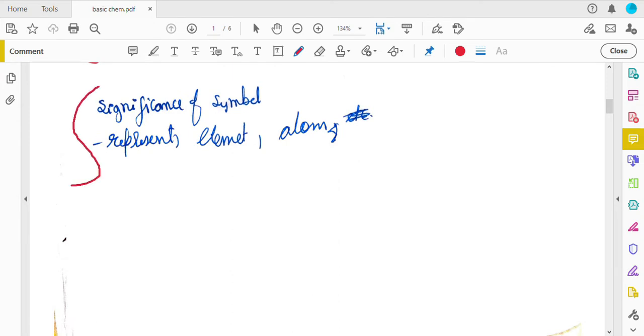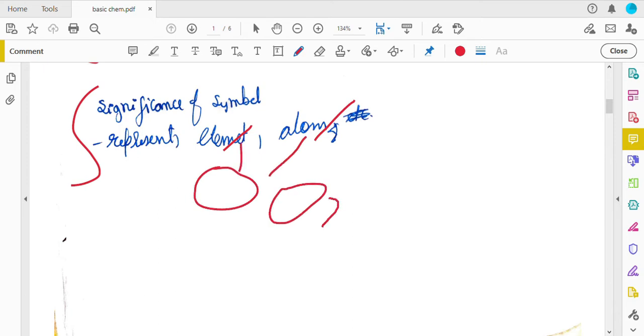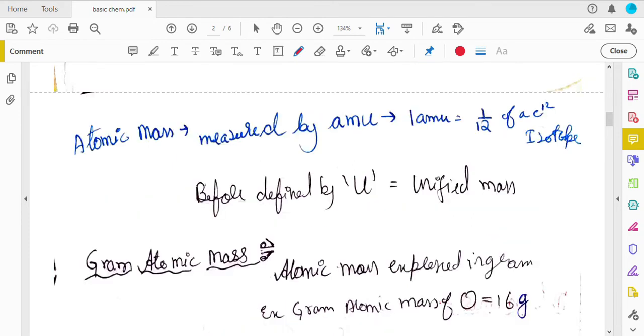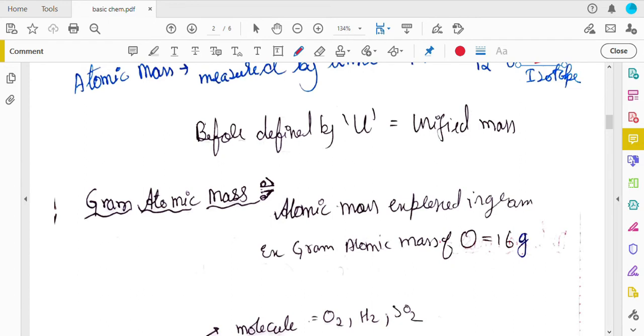What is the significance of a symbol? A symbol represents the element, an atom of a substance, like O represents the element oxygen or the atom of oxygen, while O2 represents the molecule. Atomic mass. Atomic mass is measured in AMU, and 1 AMU is equal to 1 by 12th of a carbon-12 isotope. Before AMU, it was defined by U. U stands for unified mass.